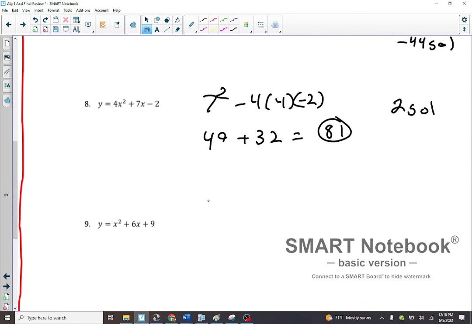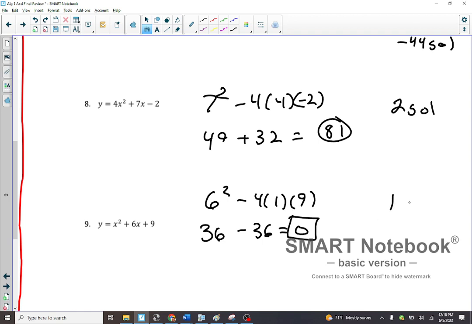And then this one, 6 squared minus 4 times 1 times 9. 36 minus 36 equals 0. Because it equals exactly 0, that's 1 solution. And again, you could type this in your graph and you'll see the picture. You could see how many times it hits the x-axis.